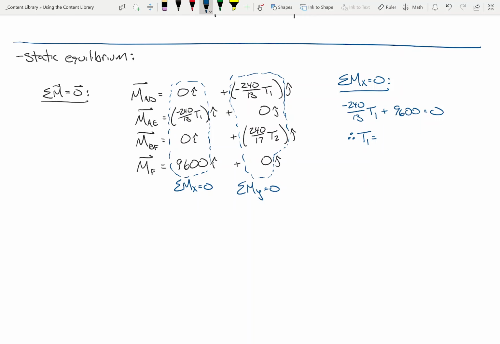Let's see. Right? So just add that over, flip, and multiply. What is T1? What does that come out to be? 520. And 520 pounds, right? You see what I did? Just flip and multiply.